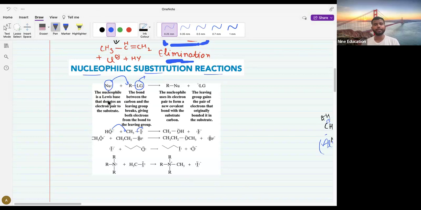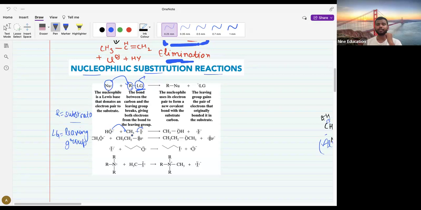This nucleophile is a Lewis base that donates a lone pair to the substrate. Nucleophiles are electron rich, and they donate the lone pair towards the substrate. This R is the substrate, and this LG is known as the leaving group because it is leaving from the substrate. One is coming, the other is leaving.